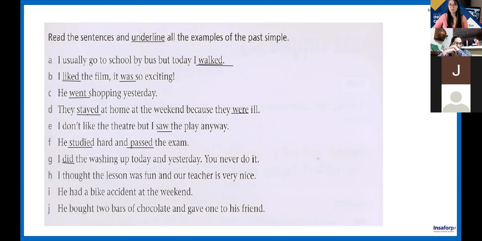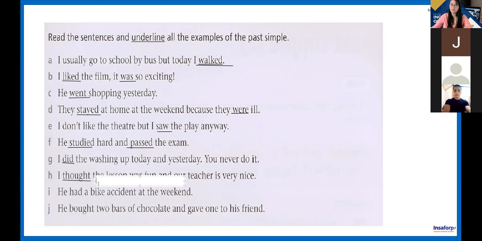Letter H, what about letter H? ¿Cuál serían los verbos? What are the verbs? Was. Okay. Hay otro, there is another one. Thought. ¿Cuál es el presente? What is the present of thought? Think. Yes, right. Think, pensar. Yes. Okay, what about letter I?